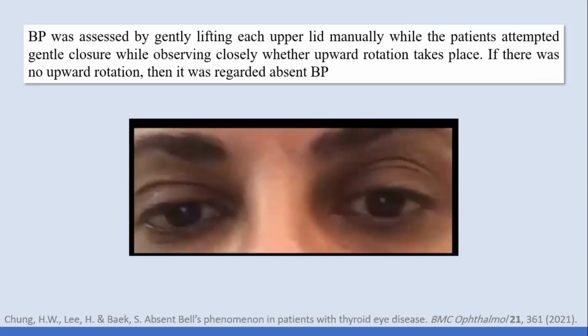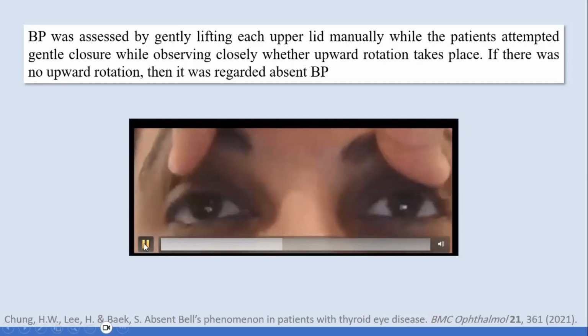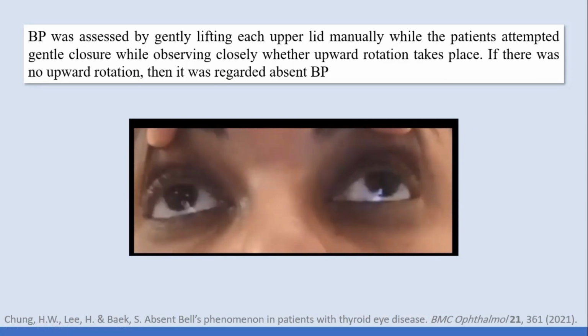Actually, I posted before this video about testing Bell's phenomenon on myself. I was observing my front camera of my mobile, and simply I did it without any forcible closure. And I was retracting only the upper eyelid. So you see, I have a good Bell's.